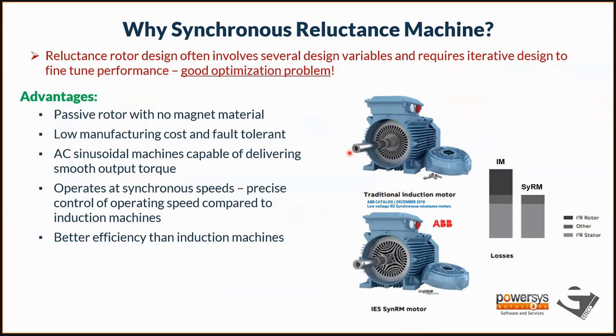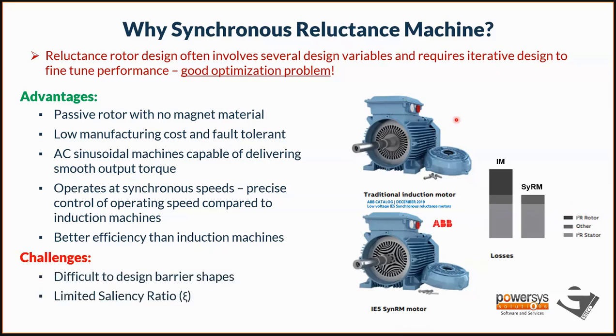It is also capable of delivering smooth output torque because of the AC sinusoidal excitation that comes with the stator. And it operates at synchronous speeds, which gives precise control on the operating speed compared to induction machines. It's also shown to have better efficiency than induction machines. For example, this is from an application note from ABB. They produced an IE5 synchronous machine and compared the losses between these two. The main difference is coming from the rotor joule losses, or the eddy current losses. In an induction machine, there's a cage which conducts the current, and that's a huge contribution to additional losses.